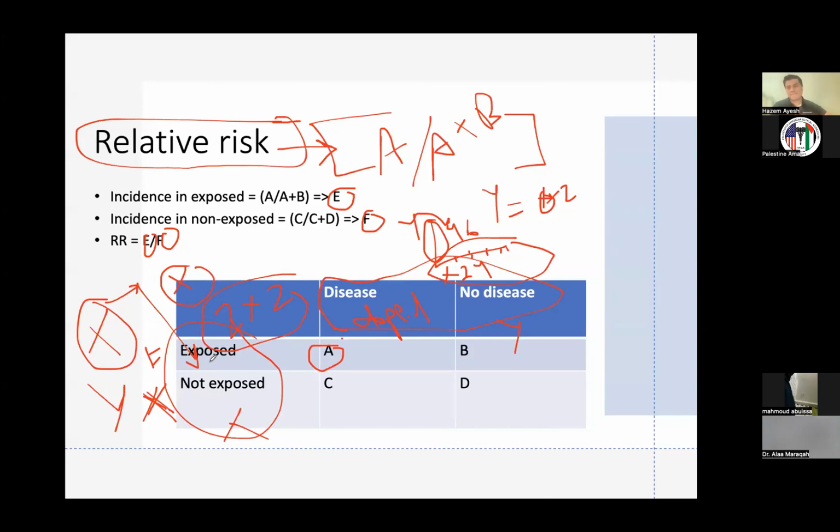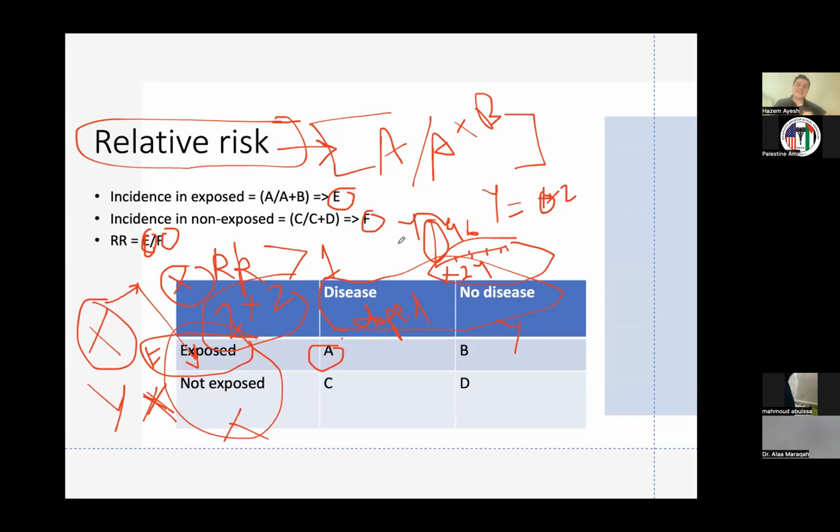But let's say that the relative risk is above 1, more than 1. That tells you that E is bigger than F. So if E is bigger than F, the incidence in the exposed group is higher than the incidence in the non-exposed group. So the exposure has a harmful effect because it increased the risk of the disease. So when it's more than 1, the exposure has a harmful effect.